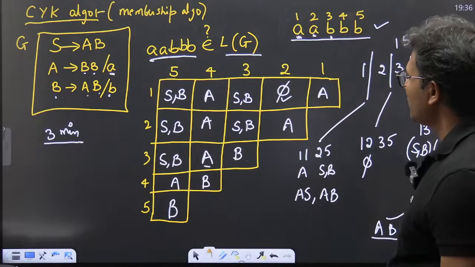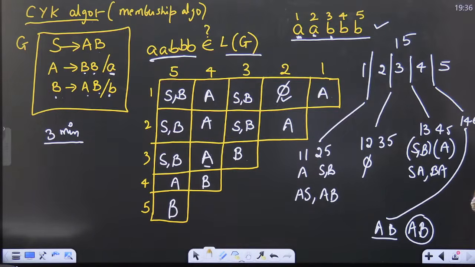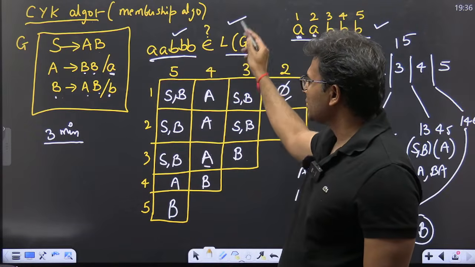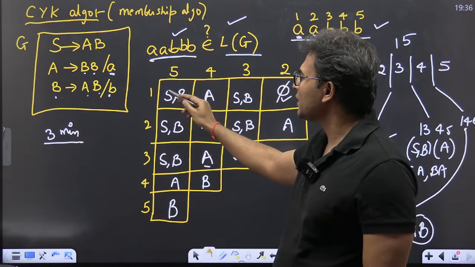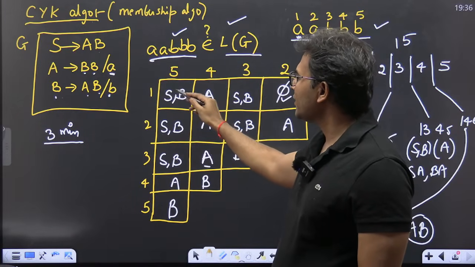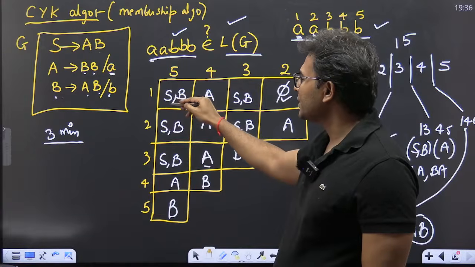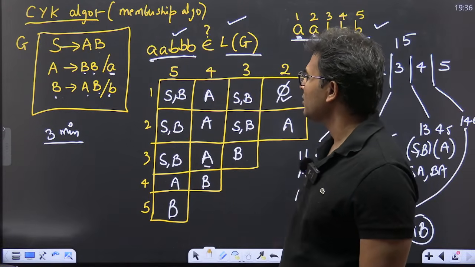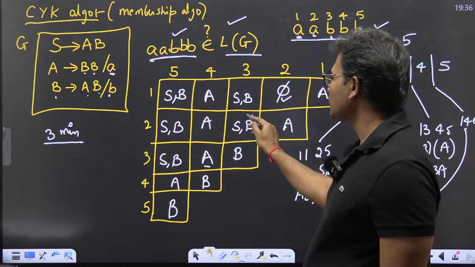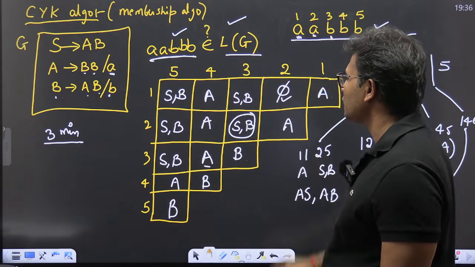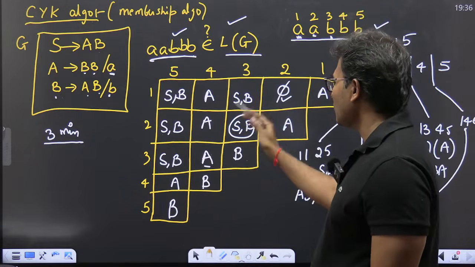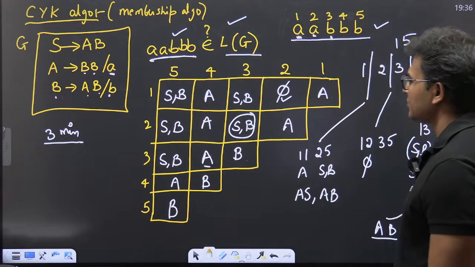So what are the various questions that are possible here? One question is, does this string belong to this language? In the final cell, 1, 5, if I get a yes, meaning I get the starting symbol, it means that yes, this string does belong to L. That is one question. The other kind of question is, they may give you a blank space and you have to fill it. They may give one blank space or two, three, any number of blank spaces, you have to fill them.